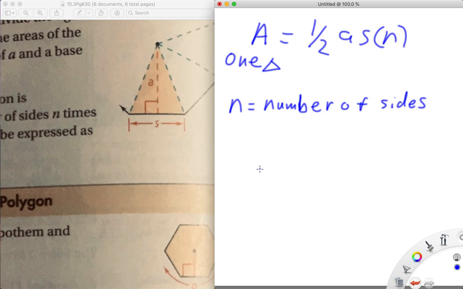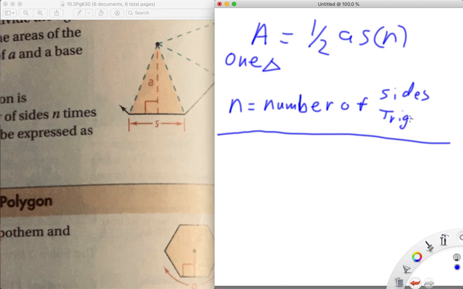If we have a pentagon, it's 5 sides, n would be 5. If we have an octagon, that's 8 sides, n would be 8. If we had a decagon, that'd be 10 sides, n would be 10. So the number of sides times the one triangle, meaning 8 triangles, 9 triangles, 5 triangles if we're dealing with an octagon, nonagon, and pentagon respectively, n would be the number of triangles, actually, number of sides, or number of triangles. They're really the same thing.